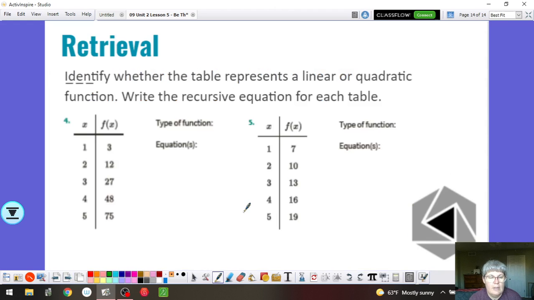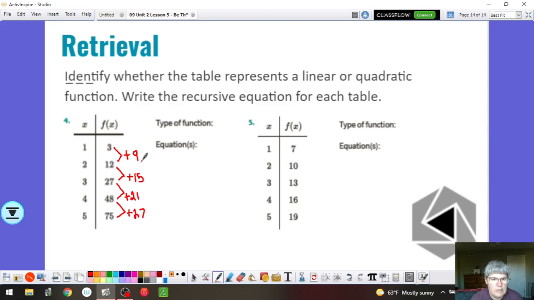And this next portion of the retrieval is review from Unit 1. Identify whether the table represents a linear or quadratic function, and write the recursive equation for each table. So I'm going to look at my first differences of my f of x values, and it appears I add 9, then I add 15, and then I'm adding 21, and then I'm adding 27.